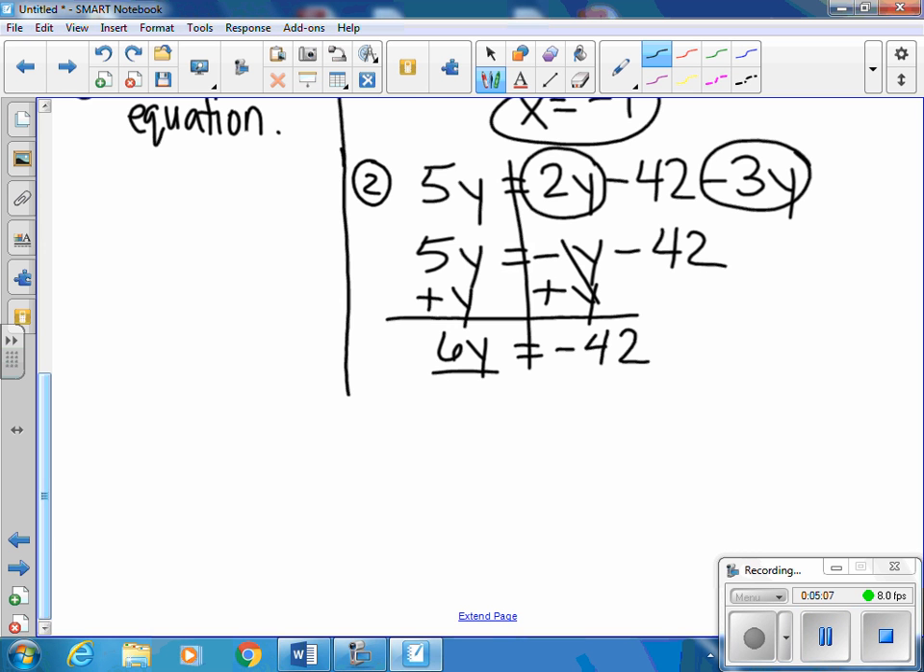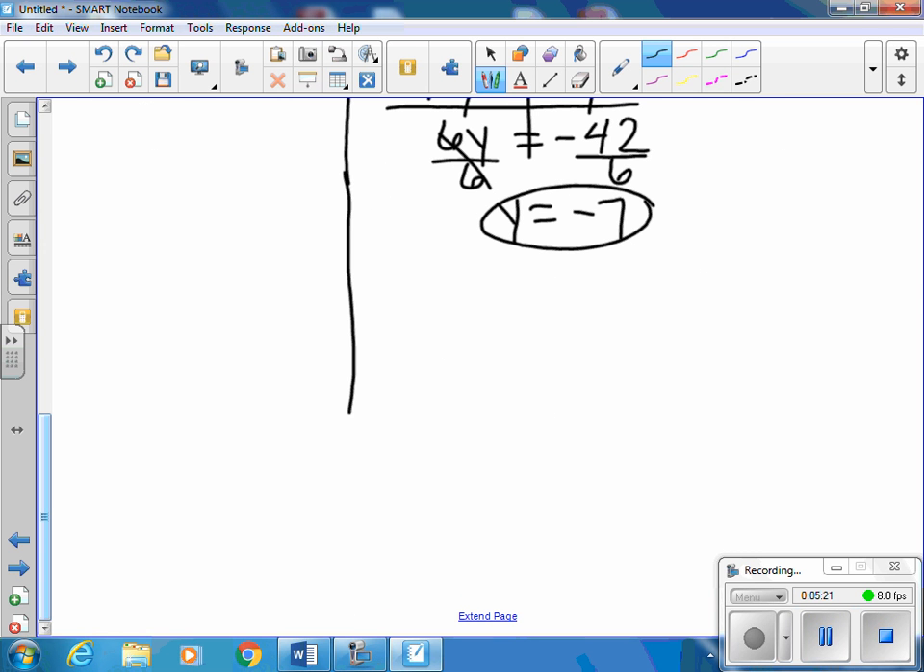And then to split up the 6 and the y, we're going to divide by 6. You'll notice that in most of your last steps, you're dividing. Okay, not always, but most. All right, so then we get y equals negative 7 for our final answer. Okay. All right, next one.